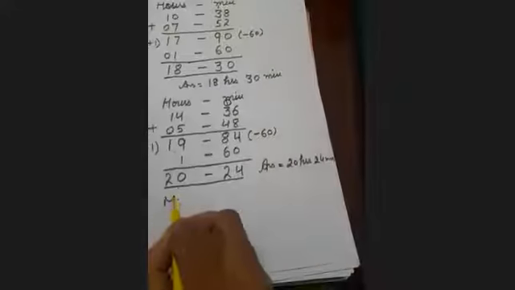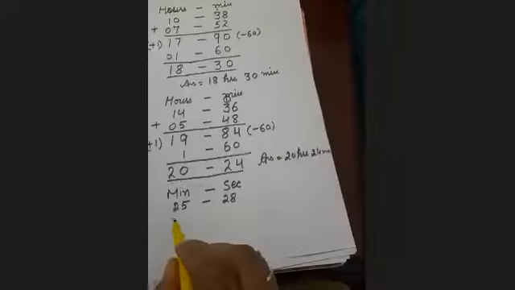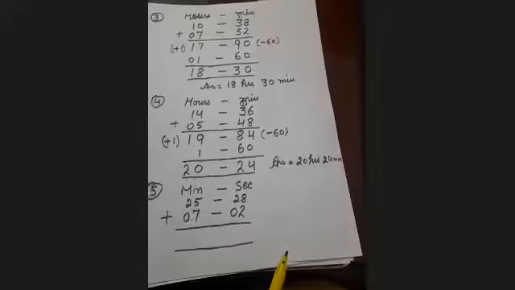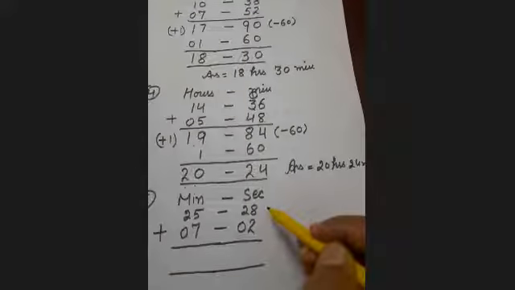Now we add minutes and seconds. In fifth question, we have 25 minutes and 28 seconds. Now arrange in columns like before, with minutes and seconds. 25 minutes and 28 seconds, and 7 minutes and 2 seconds. Now first we'll add seconds. 8 plus 2 is 10.